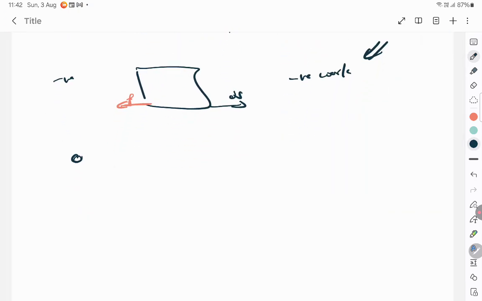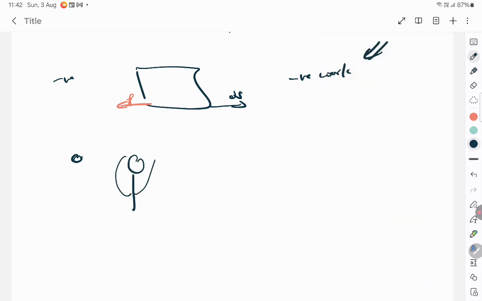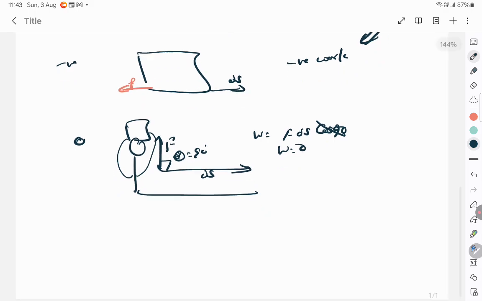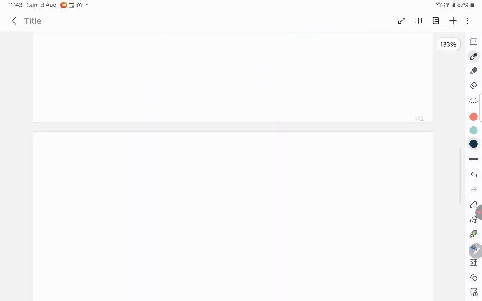Now, when is zero work said to be done? A coolie is going to carry luggage on his head. He's going to apply an upward force. While walking on the platform, he's going to get displaced like this. The angle between F and ds is theta equal to 90 degrees, and F ds cos 90 is a cos product, right? Cos 90 is 0. Work done will itself become 0. There are many other examples for negative work and zero work.